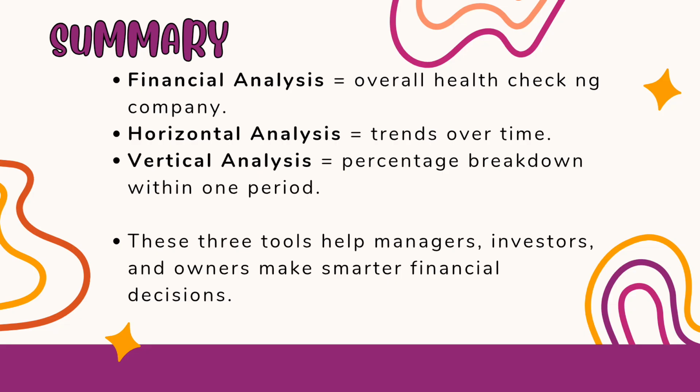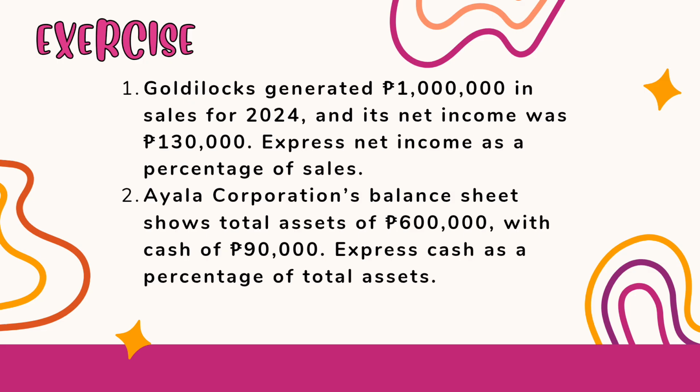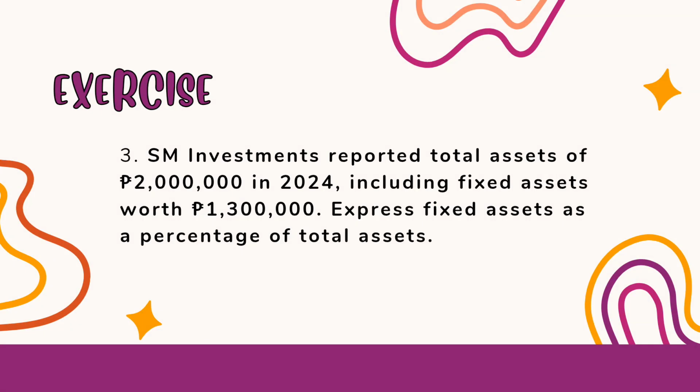So, to summarize, financial analysis is equal to overall health check ng company. Horizontal analysis is equal to trend over time. Vertical analysis is equal to percentage breakdown within one period. These three tools help managers, investors, and owners make smarter financial decisions. These are the exercises that you can practice on.